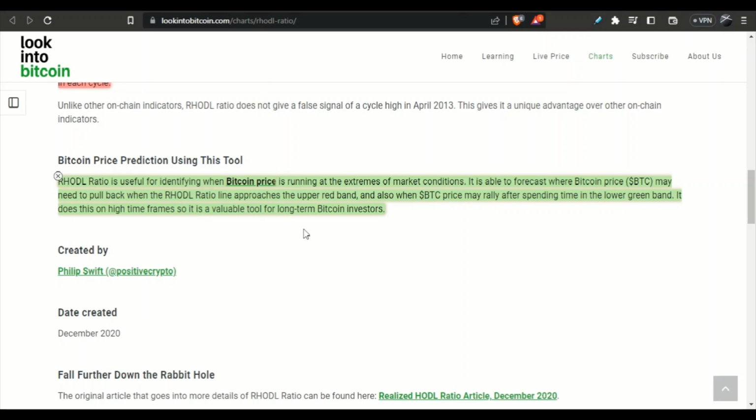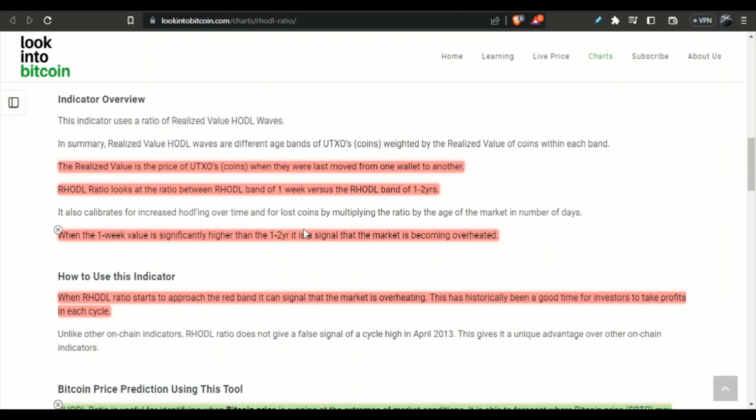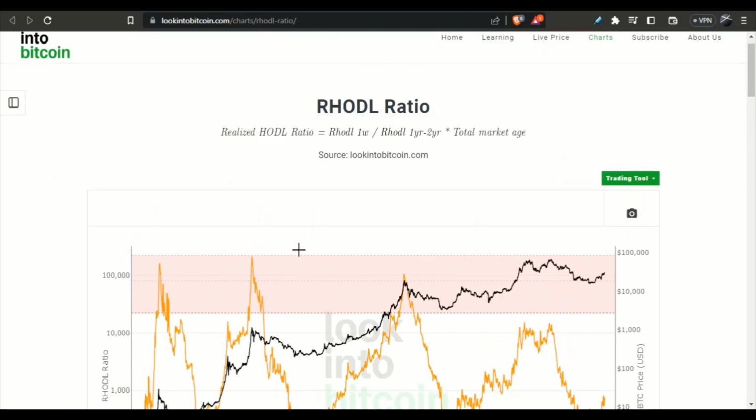Just like the RSI, when we have the oversold and the overbought territories, this also relies on oversold and overbought, and it mainly tackles the greed of the investors. And how does it do it? We're gonna jump in on it.